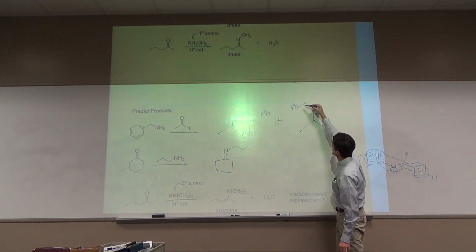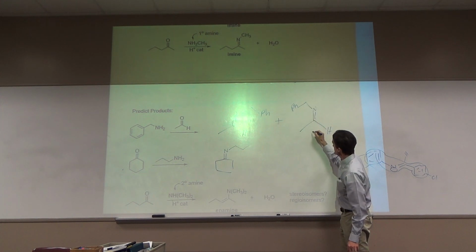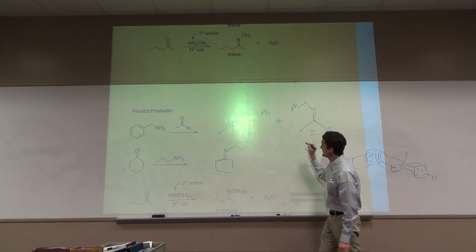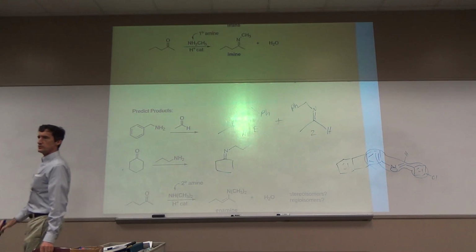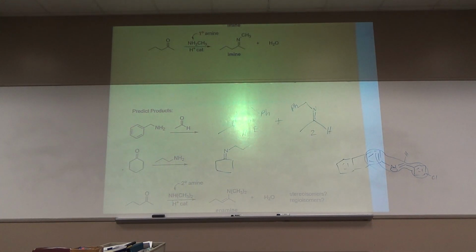High priority group here is the benzyl here. So what is this? E. Is this same side? What's this? Yeah. And actually, the imine you made in lab has stereoisomers possible, and that's why when you do the TLC of your imine, it usually shows two spots real close together. I think that was the two isomers, E and Z.